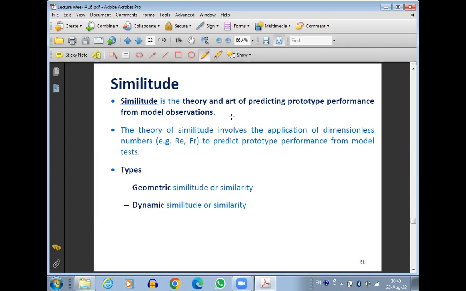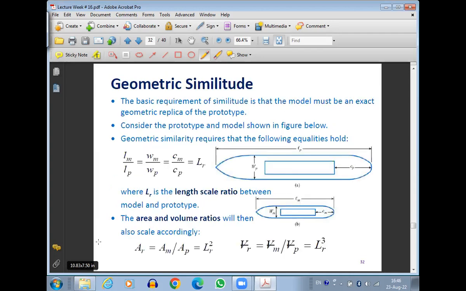Okay, so the theory of similitude involves the application of dimensionless numbers, so Reynolds number, Froude number, to predict prototype performance from model tests. There are different types of similarities that need to be taken into consideration, but we are going to focus here on two: geometric similitude and dynamic similitude. Okay, dynamic similarity and geometric similarity. These are the ones which we are going to consider. So when we talk about geometric similitude, it is basically what?